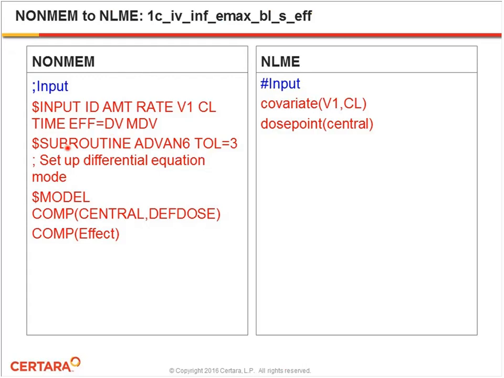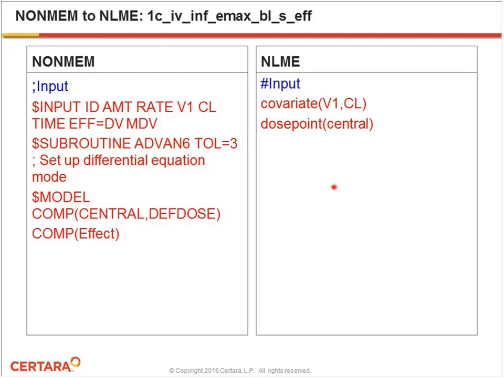And as a subroutine, we are using ADVAN6 with a tolerance of 3. This is set up for differential equations. And for the model, we have 2 compartments, the central compartment and the effect compartment.